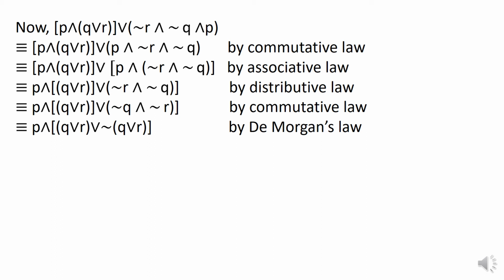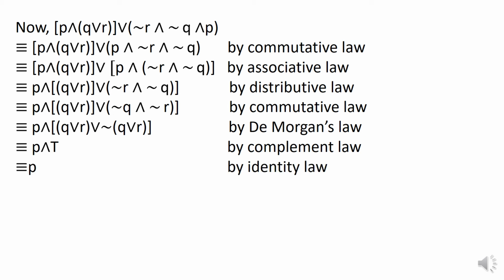Now we observe that in the square bracket, Q or R or not (Q or R) is there. That means both are complements of each other. So by complement law, true or false is true, and thus we get P and T. And by identity law, we get P. That means the ultimate circuit contains only one switch. So it is simple enough to draw this particular circuit.